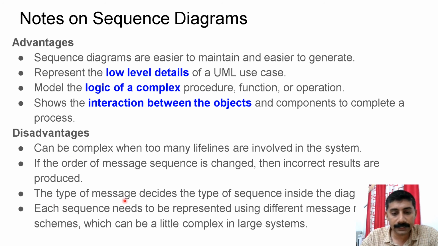The type of message decides the type of sequence inside the diagram. There are different types of messages. Each sequence needs to be represented using different message numbering schemes. When there are so many lifelines and so many messages, your numbering schemes will become very confusing, which can be a little complex in large systems. So these are the disadvantages of the sequence diagram.